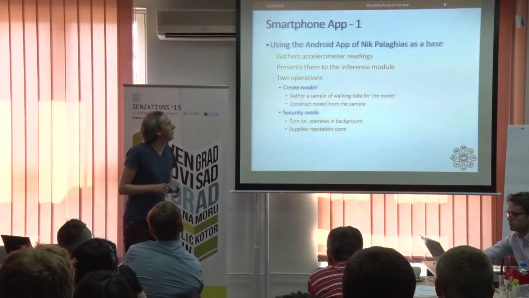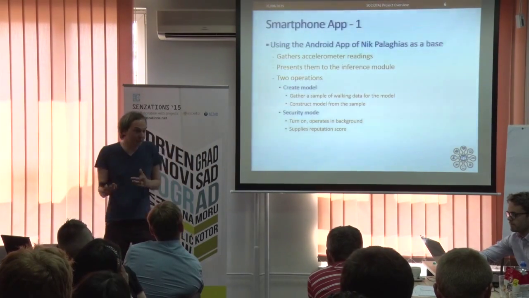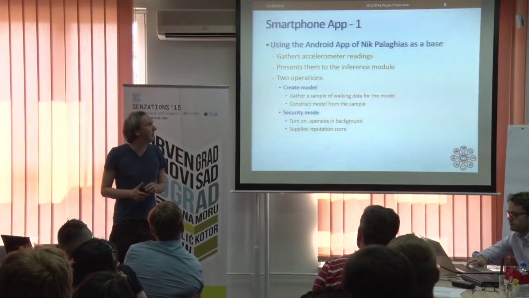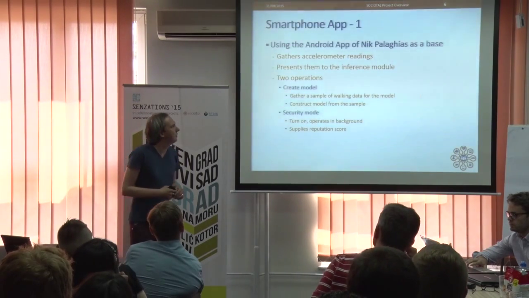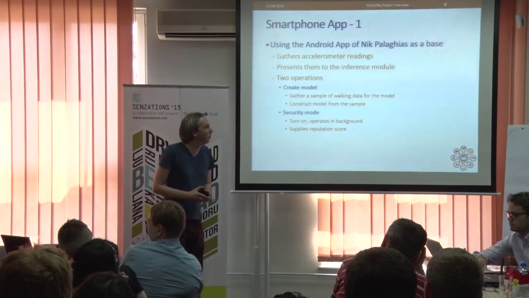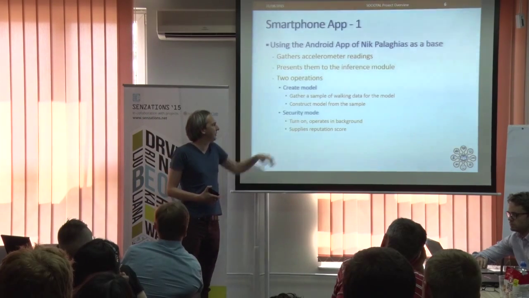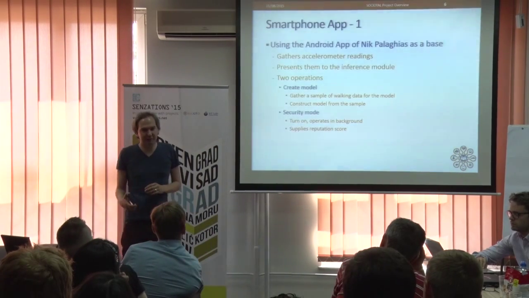Okay, so we've developed a smartphone app. We use a colleague of mine, Nick, from the University of Surrey, who made the face-to-face enabler. We can use this, and then just slot in our app which has two operations. We create a model of the normal data. The user provides a sample. And then we can switch it into security mode, which operates in the background.